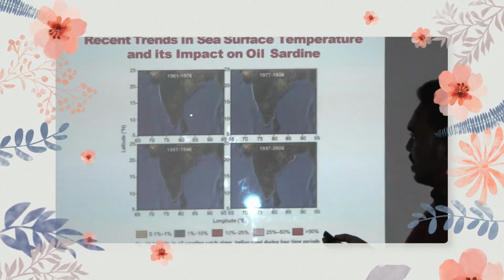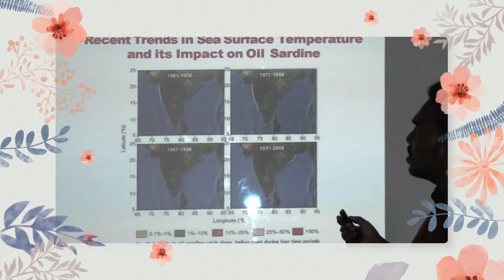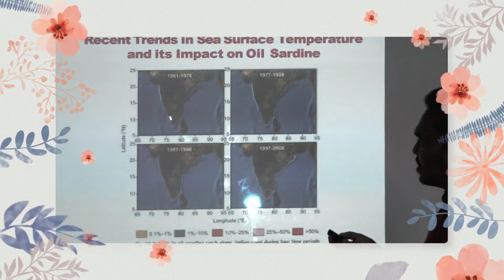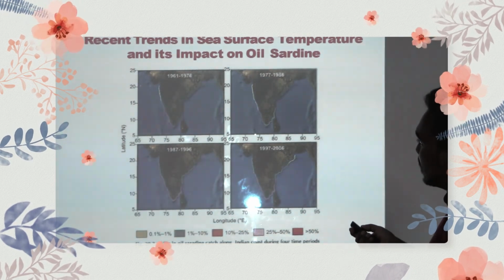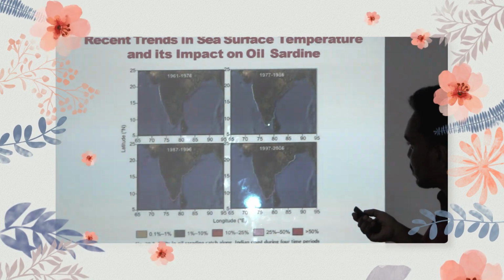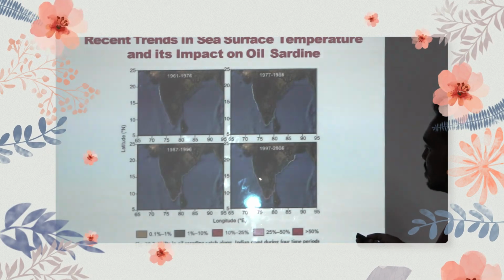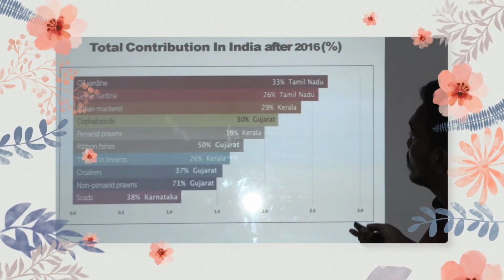This picture depicts the recent trends in the sea surface temperature and its impact on the oil sardine fishery. In the years 1961 to 76, the species had its fishery only along the west coast, whereas the temperature has been increasing day by day. This species has extended its fishery to the east coast, and now, after 2006, it has been well established along the west coast as well as the east coast.